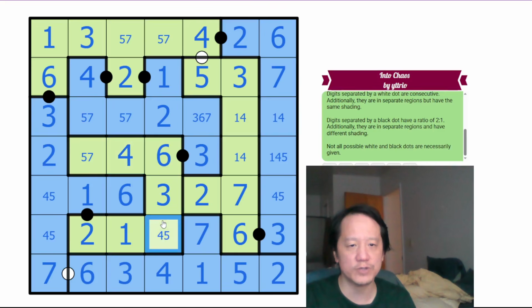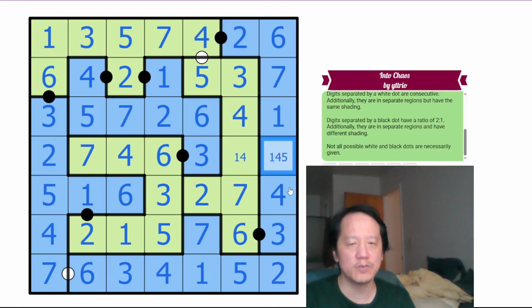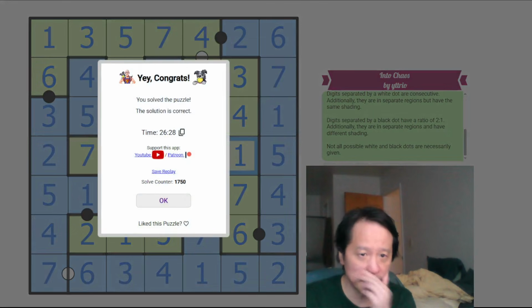So that's 4, which makes this 5, which makes that 7. 7 eliminates 7 here, so it's 5 and 7. This can't be 3 or 7, it's 6. 7 eliminates 7 here, so it's 5 and 7. 5 eliminates 5 here, so it's 4 and 5. 5 eliminates 5 here, so that's 4, which makes this 1 and 4. This can't be 1 or 4, it's 5, and 4 eliminates 4 there, so it's a 1.